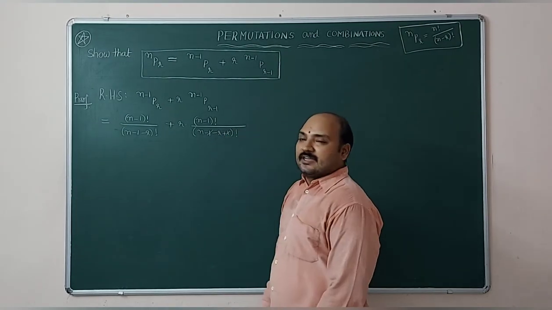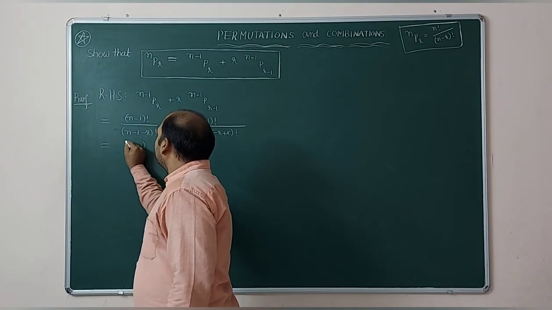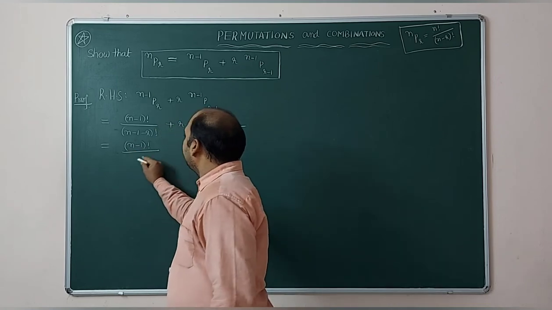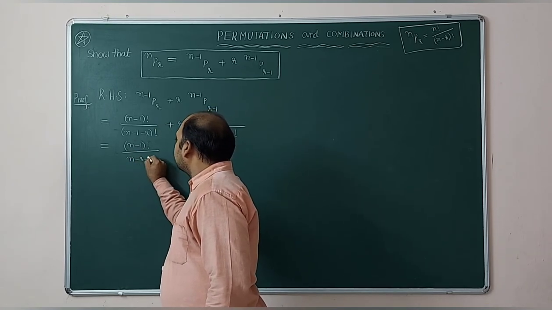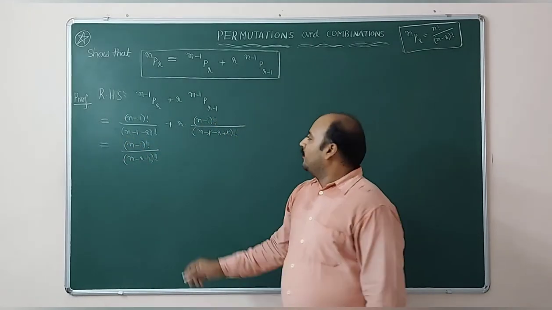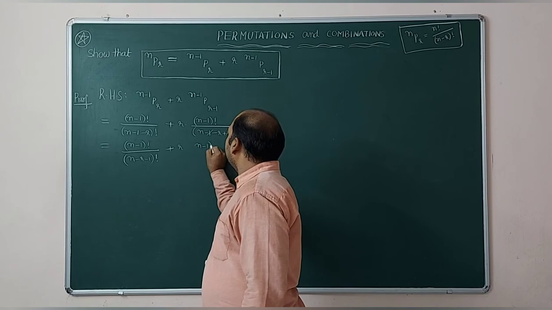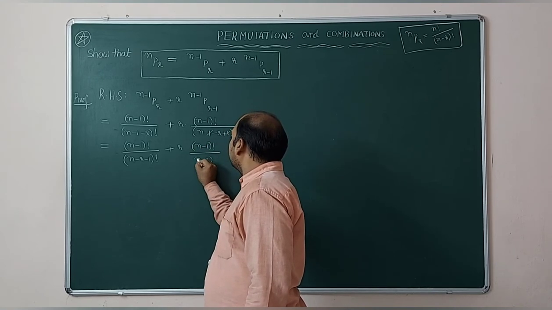Minus 1 plus 1 get cancelled. It is equal to n minus 1 factorial divided by n minus r minus 1 factorial. Just I am interchanging here in between that. Plus r into n minus 1 factorial divided by n minus r factorial.